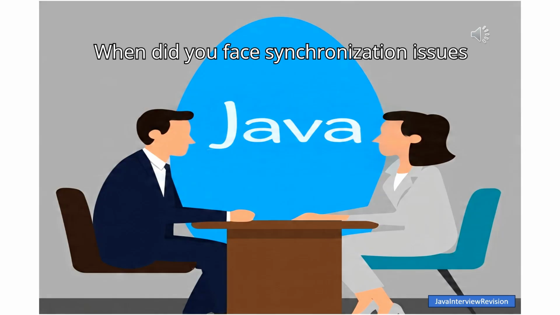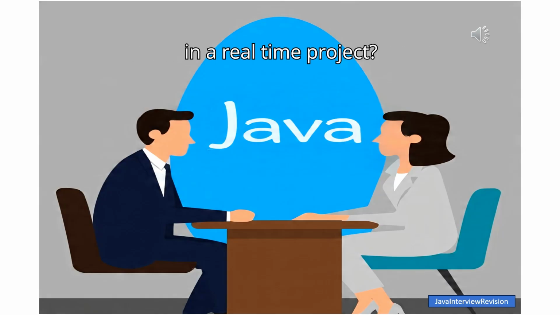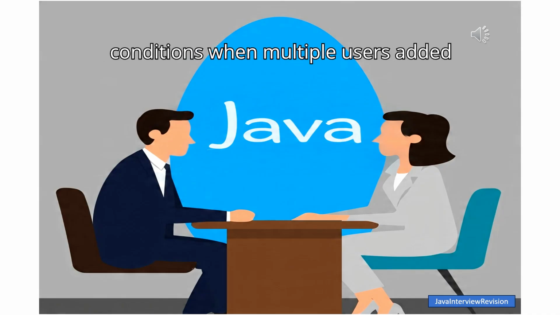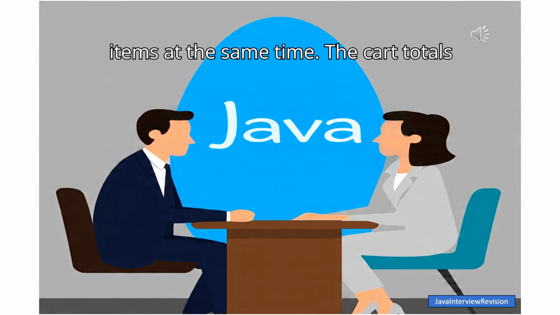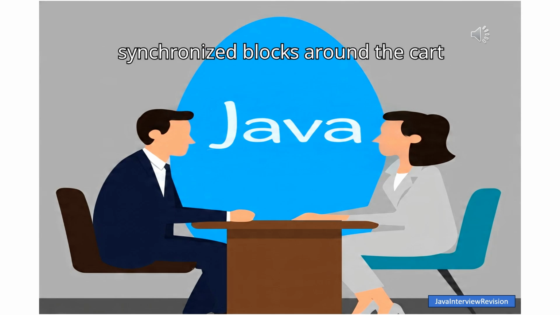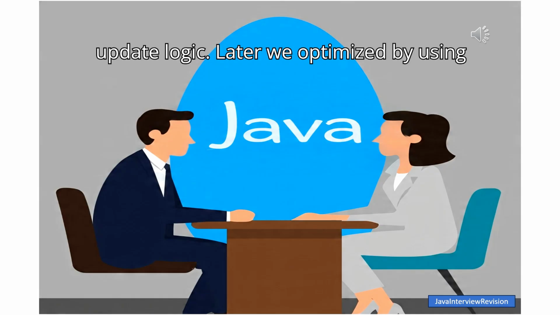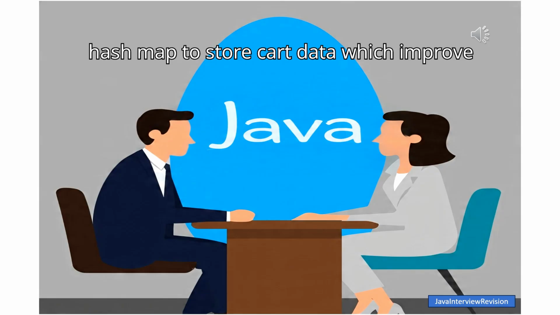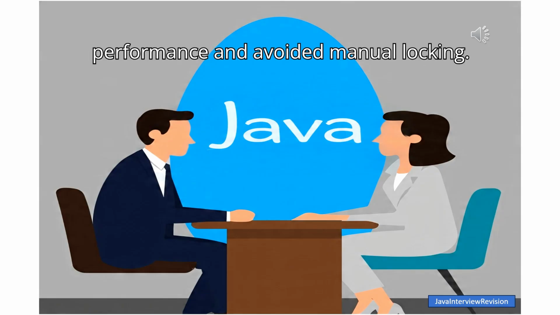When did you face synchronization issues in a real-time project? In a shopping cart project, we faced race conditions when multiple users added items at the same time. The cart totals were inconsistent. We solved it by using synchronized blocks around the cart update logic. Later, we optimized by using concurrent collections like ConcurrentHashMap to store cart data, which improved performance and avoided manual locking.